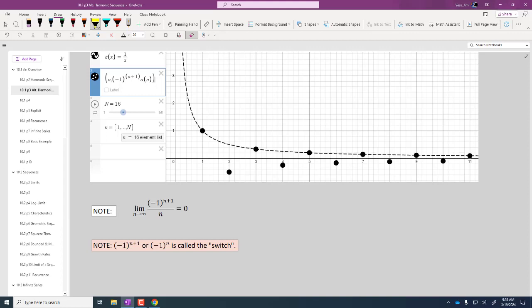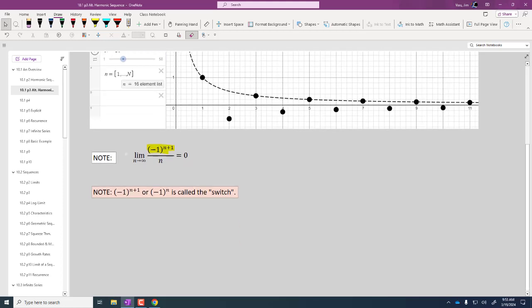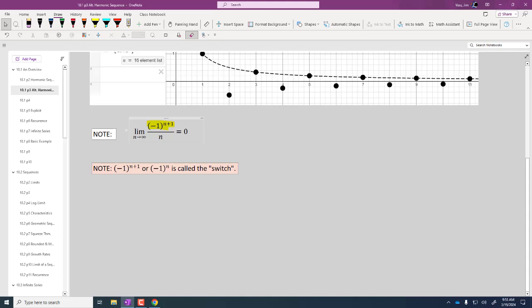This numerator here, for an alternating sequence, we call that the switch. So this is just switching back and forth between positive and negative. So we call that the switch. And it doesn't matter whether it's -1 to the n or -1 to the n plus 1, it's still called a switch. If you have something in there that's just changing, you can even set up trig functions like sines and cosines to have values that are either +1 or -1. So we'll call it a switch.